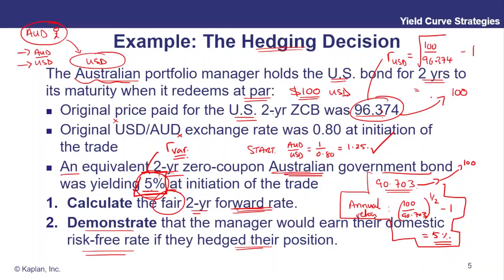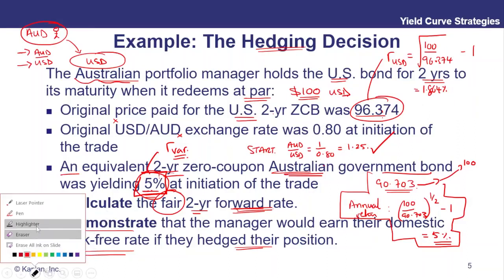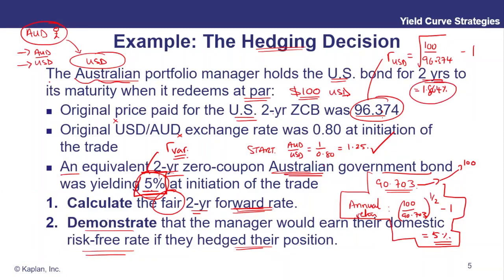So what do we get there? 100 divided by 96.374, square root, minus 1. That's 0.0186, so I'll call that 1.864%. So that 1.864% there that I've just calculated, that is the US risk-free rate. In our terms, that's the fixed risk-free rate.